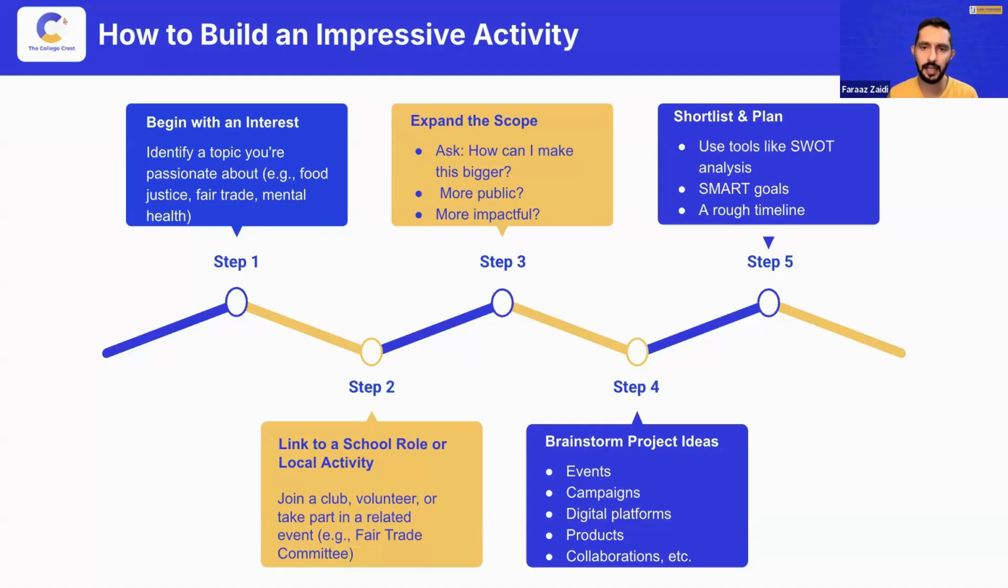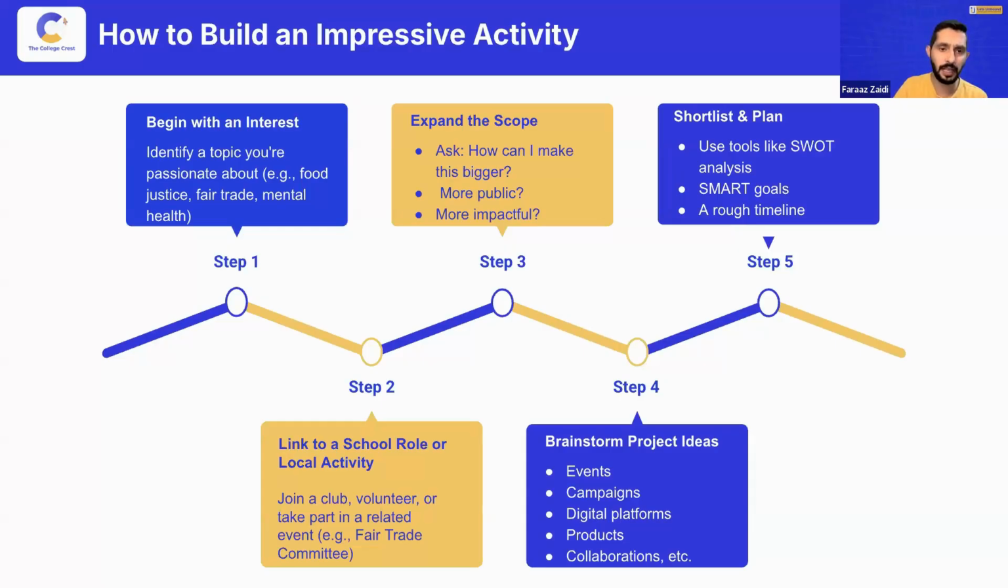Fifth step on this slide, shortlist and plan. To turn the idea into a real project, she used tools like SWOT analysis to evaluate the strengths and risks. She set SMART goals, which is basically specific, measurable, achievable, realistic, and time bound. That laid out the week by week action plan. She also created a working budget, outlining everything that she needed, from event permits to sound systems.